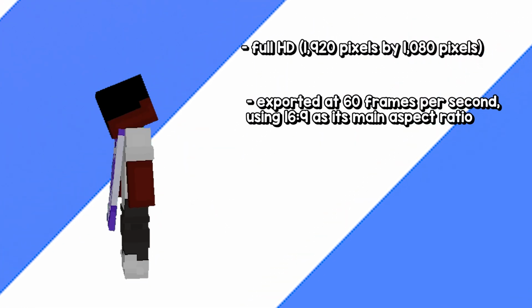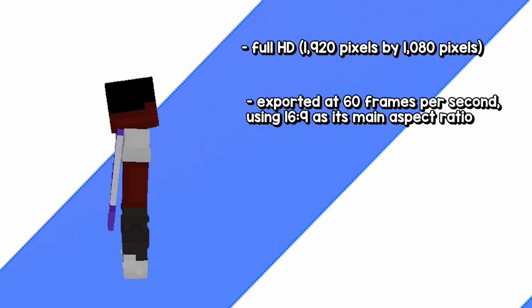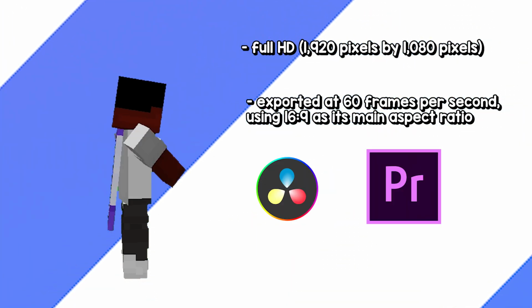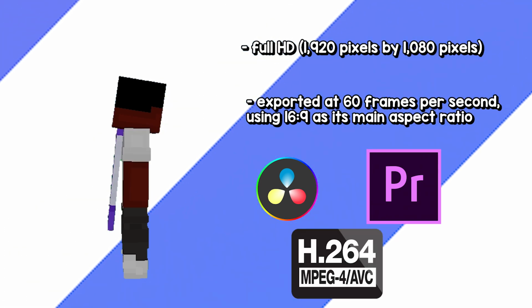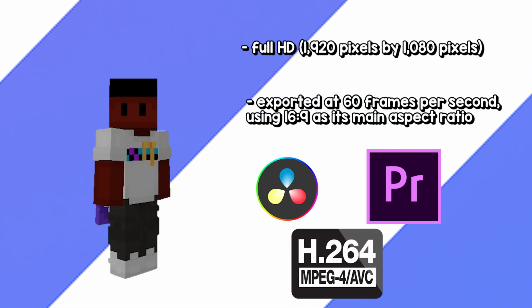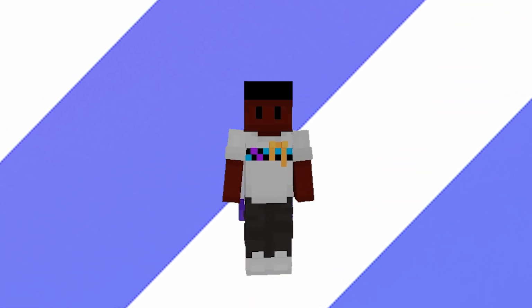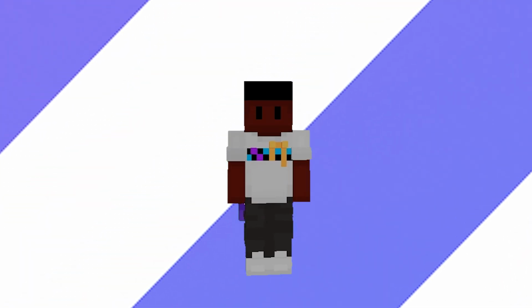Hi, my name is Meta64 and you're watching a full HD video running at 60 FPS at a 16:9 aspect ratio, which was edited in DaVinci Resolve in Premiere Pro and then also rendered in the H.264 codec. If you do not work in video, a lot of those words probably made zero sense to you, but if you do work in video, you're probably just nodding your head and understanding.